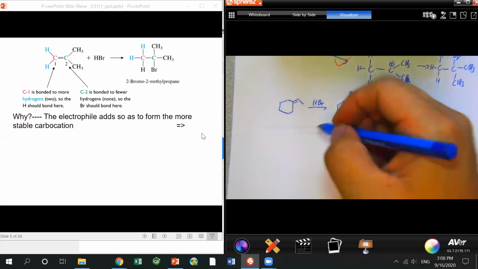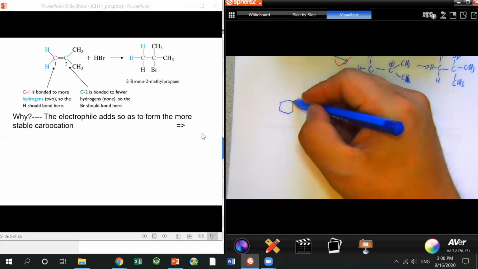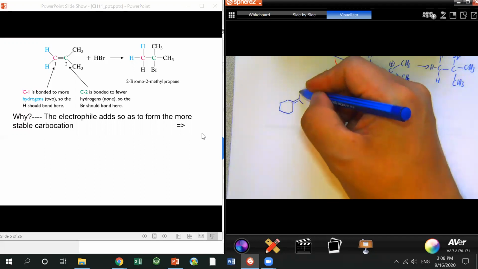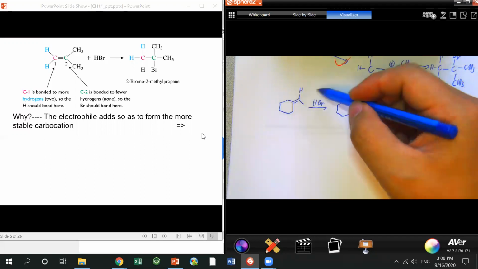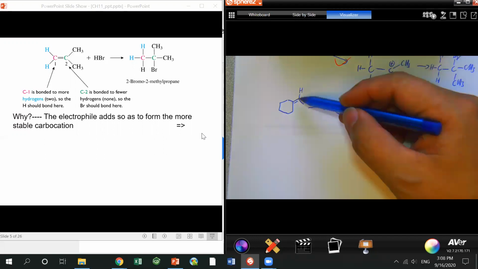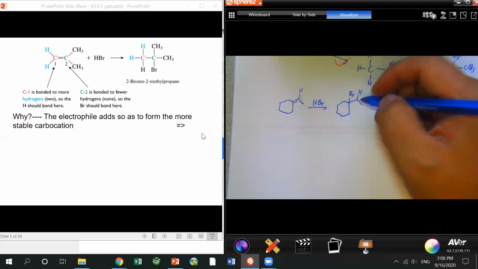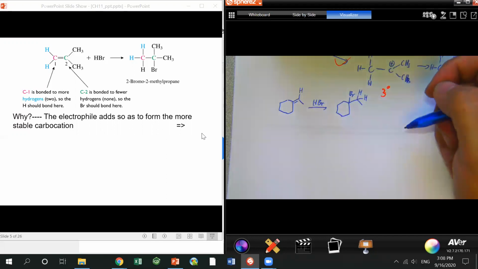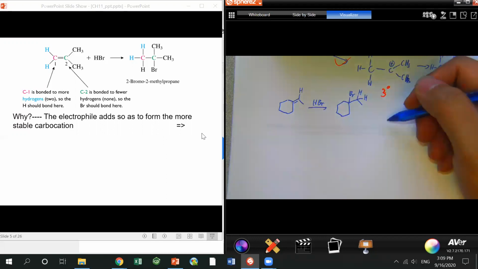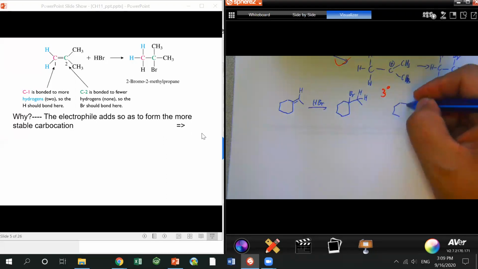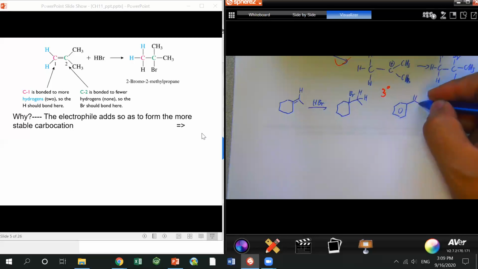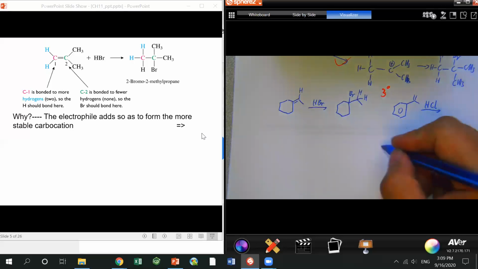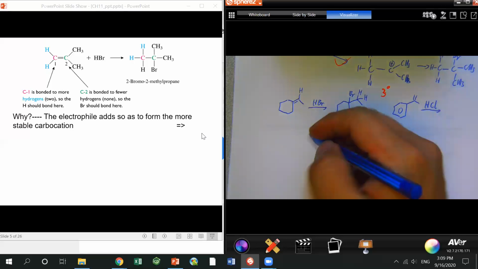Because there are two carbons here, and this carbon already has one hydrogen. So with the Markovnikov rule, the carbon with more hydrogens attached gets another hydrogen. That's your rich get richer. All right, now you guys take a try. Try this question and also try this one.